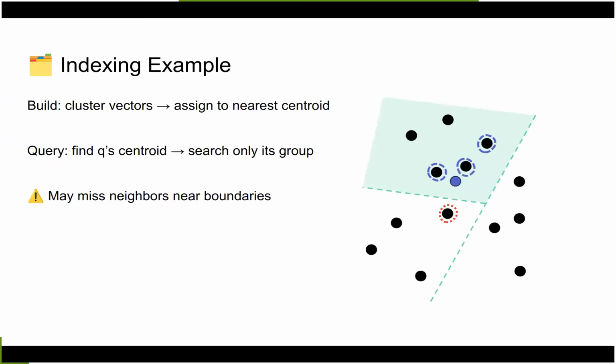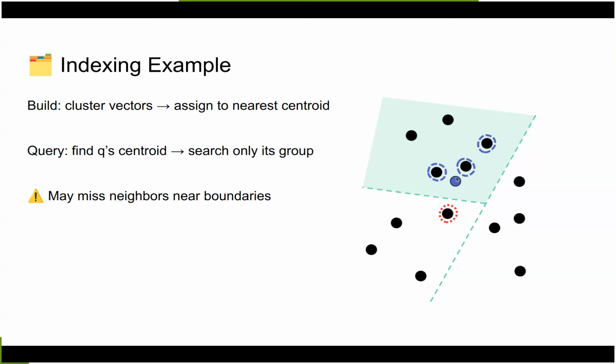So let me give you an indexing example for now. Let's assume we have these black dots as our vectors, and we want to create an index. One approach would be to just cluster these vectors into different partitions. And whenever a query comes in, like this blue ball here, you go to the cluster whose centroid is the closest to the queried point, and just check the vectors that belong to that specific cluster.